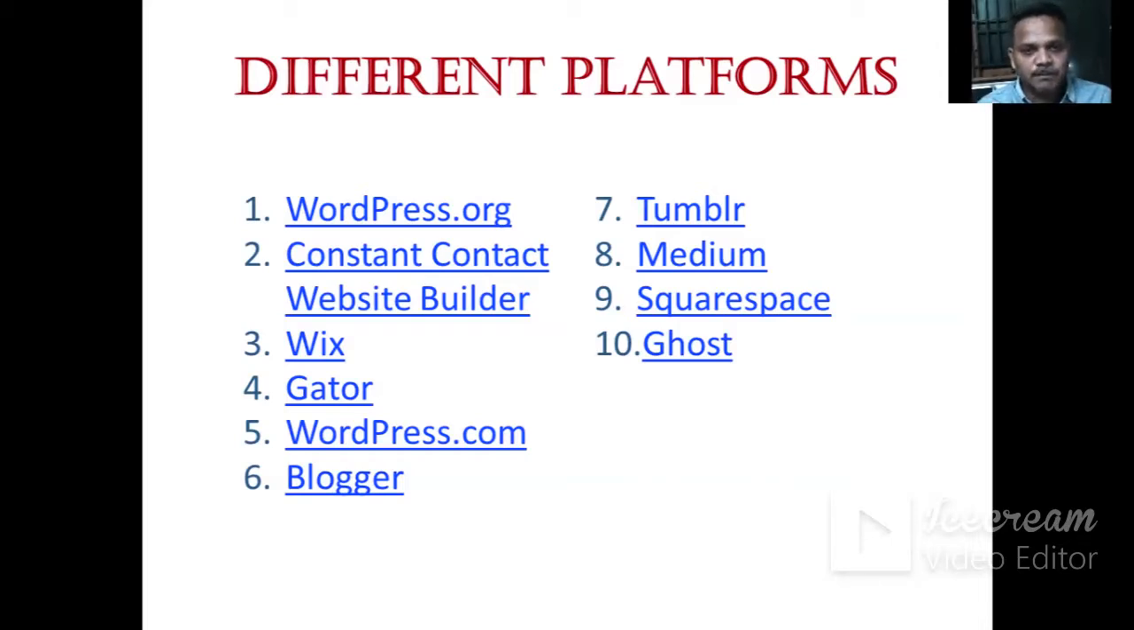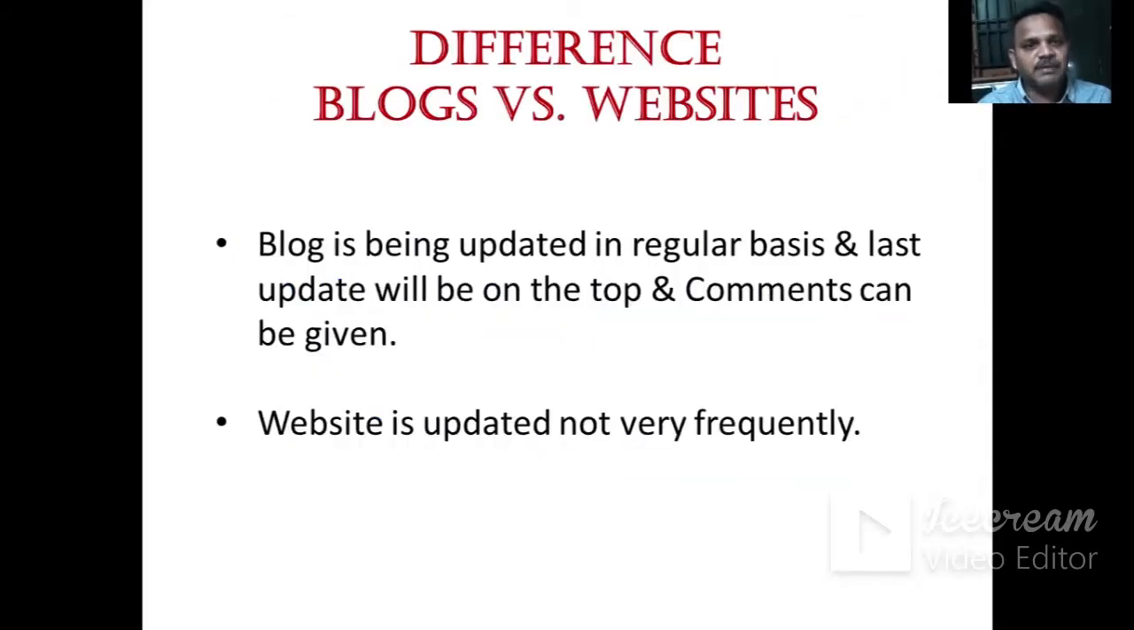WordPress.com, Constant Contact Website Builder, Wix, W-I-X, Wix, Gator, WordPress.com. There is a difference between .org and .com. And Blogger, Tumblr, Medium, Squarespace, Ghost. Still there are many, but I personally recommend Blogger. Why? Because Blogger is very useful and it is a Google product. You don't need to worry about storage and security since it is a Google product. Your documents will be safe in Google cloud storage capacity.